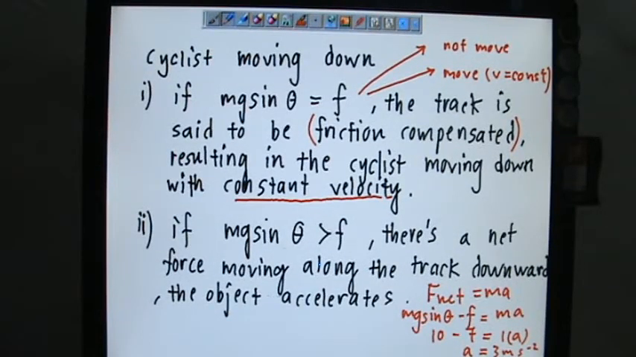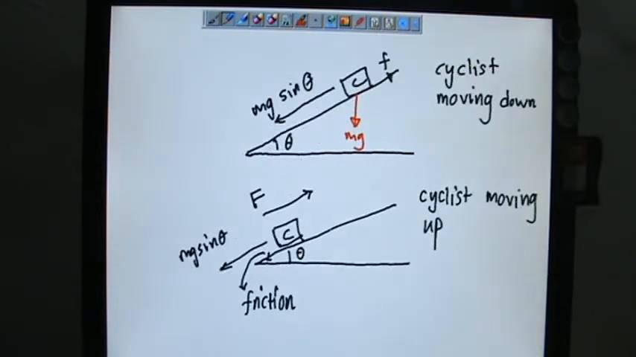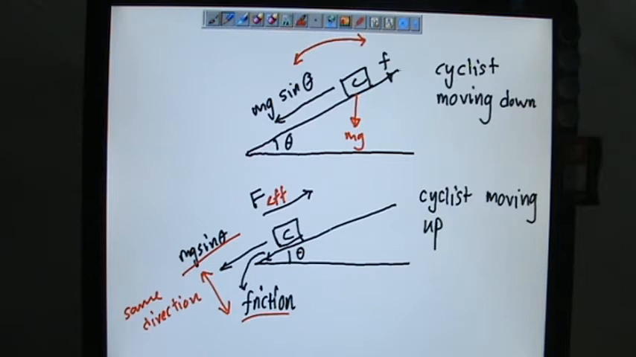So there's a net force moving along the track downward. How about we look back at this? If the cyclist is trying to go up with some kind of effort, he has to overcome two things: mg sine theta and friction. Because mg sine theta and friction now are along the same direction. In the situation just now, it was opposite direction. Look at this one. These two are in opposite direction. But now they are in the same direction, so your effort must overcome the two things.